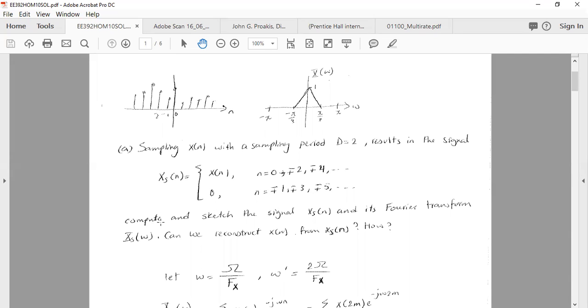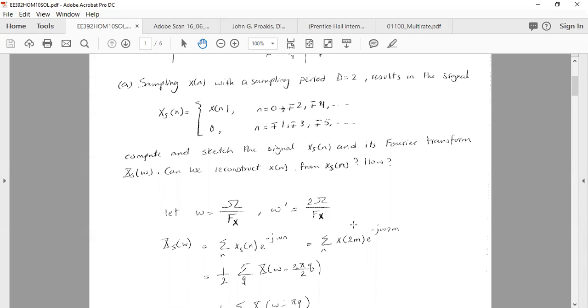So it says compute and sketch the signal xs of n and its Fourier transform Xs of omega. Can we reconstruct X of omega from xs of n, and how? So the first thing that we need to do is to try to find the Fourier transform of this particular signal that is given over here, right?